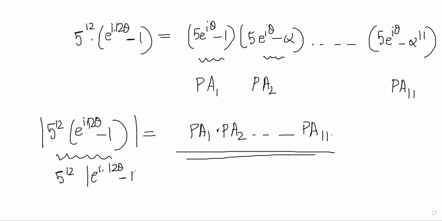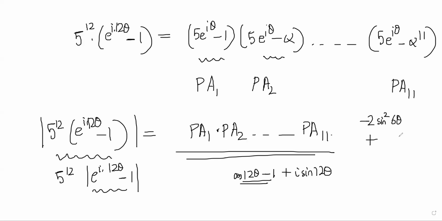This is 5 power 12 and the modulus of e power i 12 theta minus 1. If you convert this complex number to Euler form, basically you'll have to write it as cos 12 theta minus 1 plus i sine 12 theta. And cos 12 theta minus 1 can be written as minus 2 sine square 6 theta, plus this can be written as 2i sine 6 theta cos 6 theta.